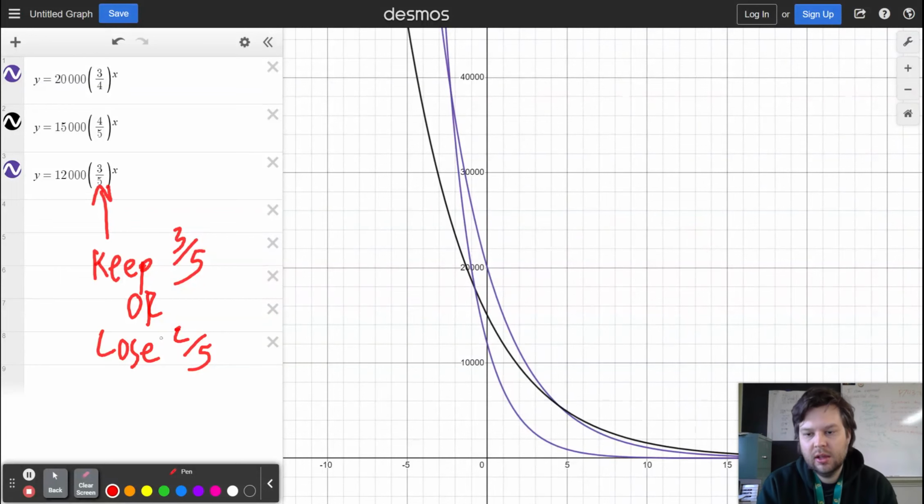Exponential decay means you're losing a fraction of your original value, and you can figure out both the fraction that it keeps and the fraction that it loses, because those two fractions need to add up to one whole unit.